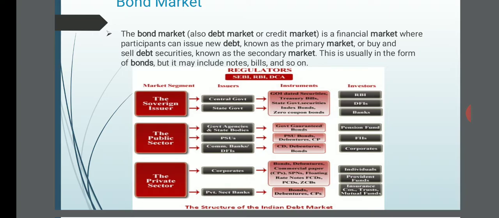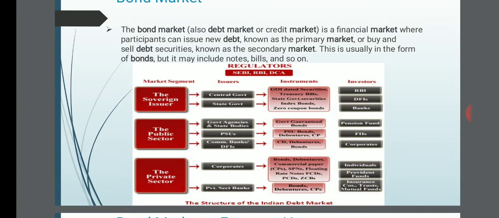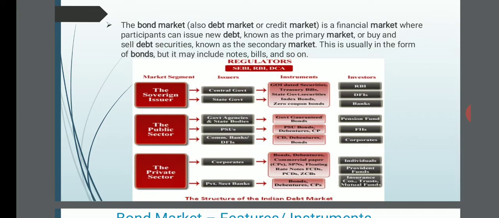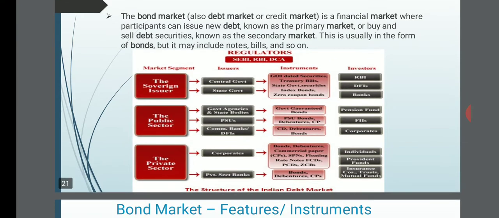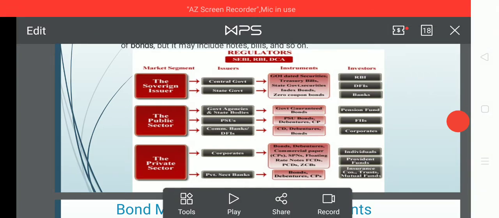And when public sector is the market segment, then issuers are government agencies and state bodies, public sector undertakings, commercial banks, and development financial institutions. Instruments are government guaranteed bonds, PSU bonds, debentures, and commercial papers, certificate of deposits, debentures, and bonds. And investors are pension funds, financial institutional investors, and corporates.